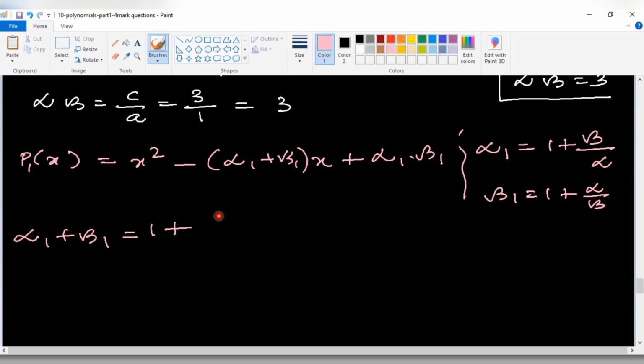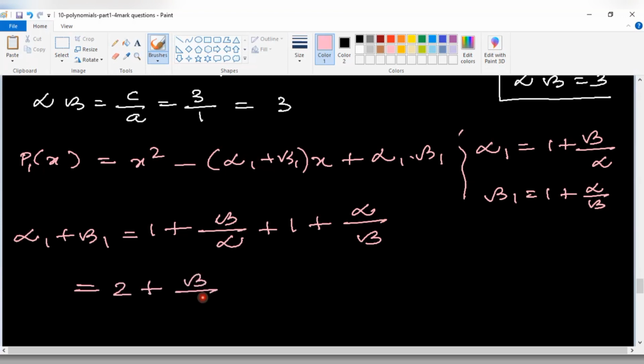1 plus beta by alpha plus 1 plus alpha by beta. Okay, 1 plus 1, 2 plus beta by alpha plus alpha by beta. This is what we need. Okay, so 2 plus in the next portion.